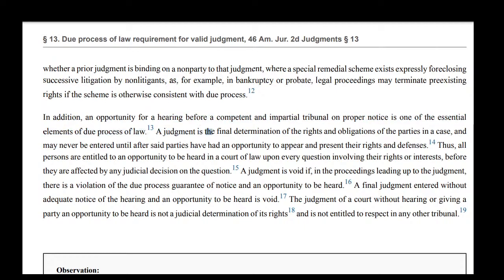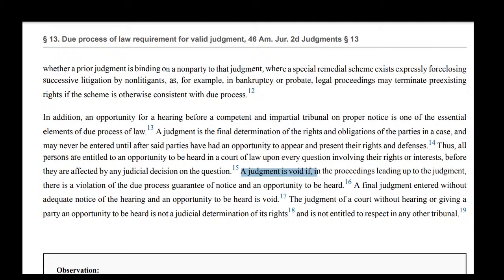A judgment is the final determination of the rights and obligations of the parties in a case. It may never be entered until after said parties have had an opportunity to appear and present their rights and defenses. Thus, all persons are entitled to an opportunity to be heard in a court of law upon every question involving their rights or interests before they are affected by any judicial decision on the question.